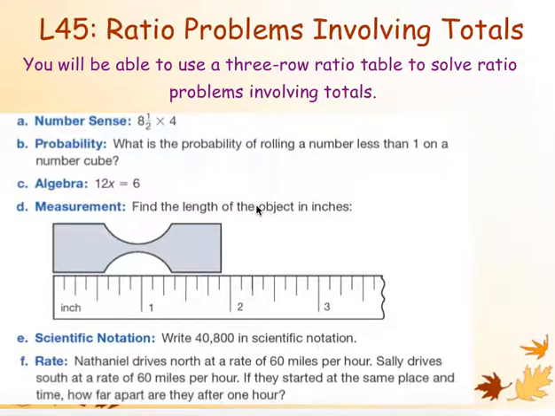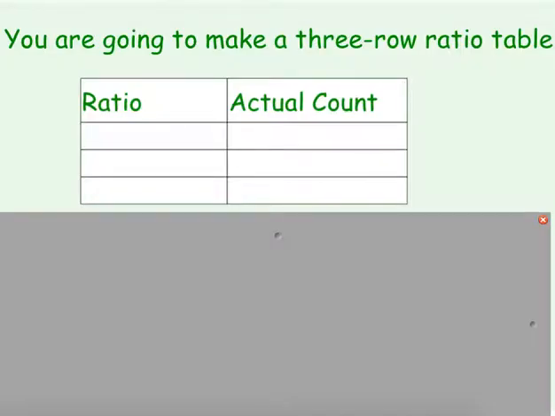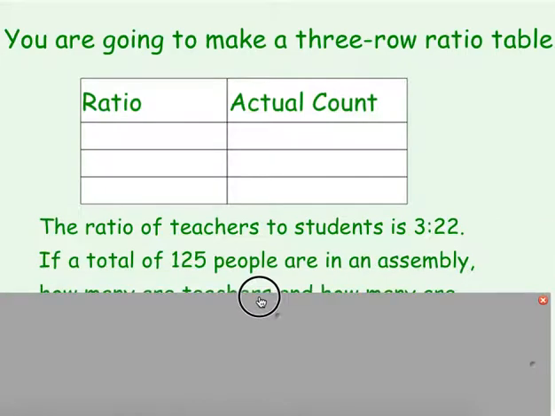Course 3, Lesson 45, we are looking at ratios involving totals. So taking what we know about ratios, and now we have a little bit more information, but missing some things. So we are going to use a 3-row ratio table to do this. One column showing the ratio that we have, one column telling us the actual count.